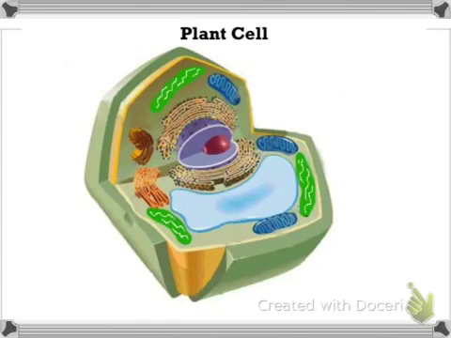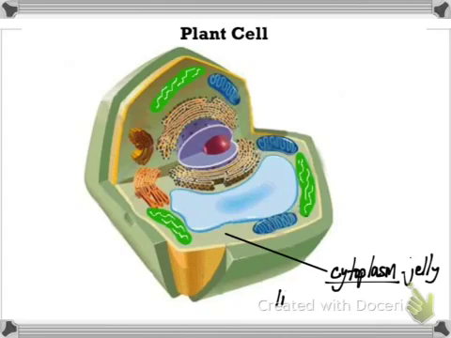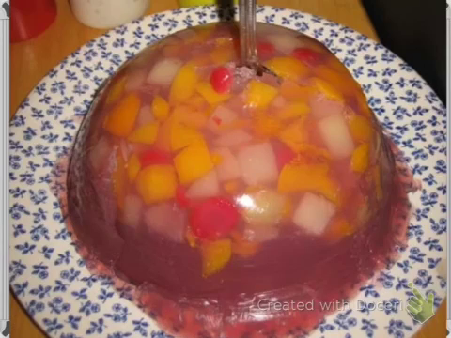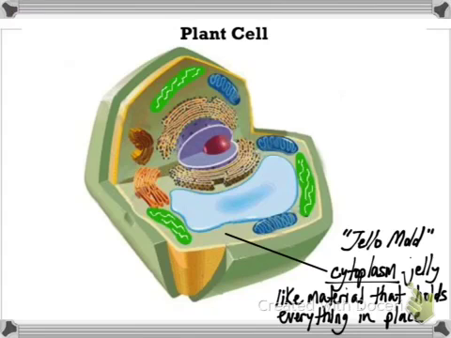The first part of the cell is called the cytoplasm. I've already mentioned the cytoplasm, and the cytoplasm is this jelly-like material that holds everything in place inside the cell. What I like to nickname it is the jelly mold. Let's go back so you can see that. We call it the jelly mold, and if you've ever had a jelly mold, it's that jelly-like, sticky material, and it has all those pieces of fruit in it. Same idea with a cell.